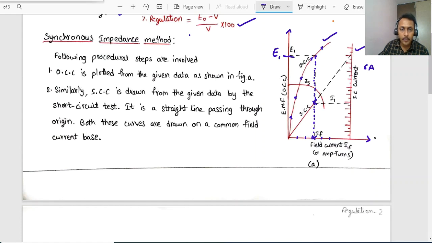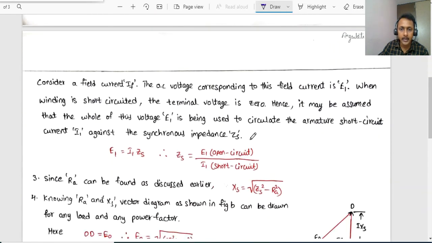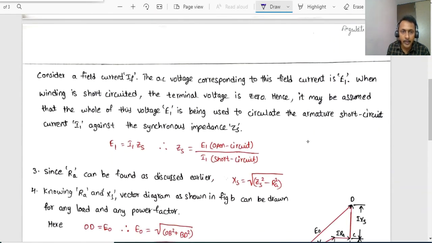Now the impedance can be calculated. How can it be calculated? Our impedance ZS will be given by E1 divided by I1. It gives you the value of ZS.